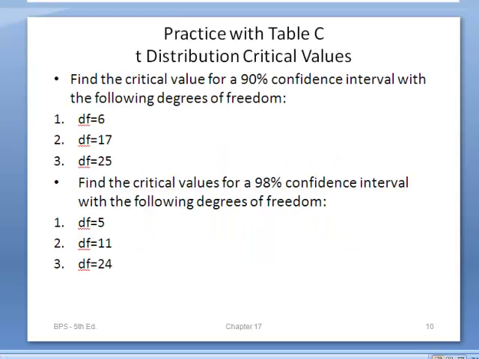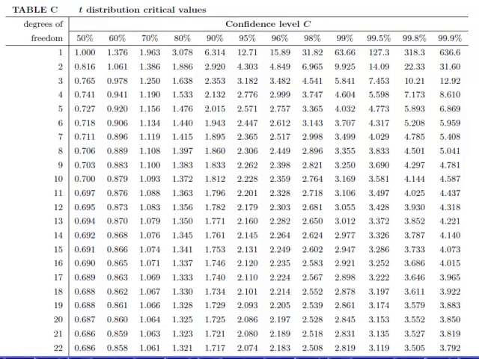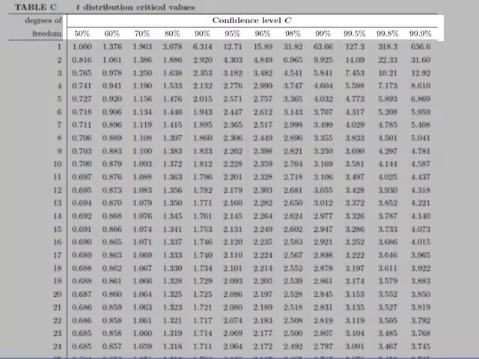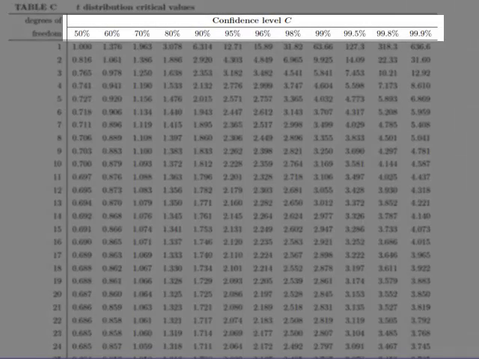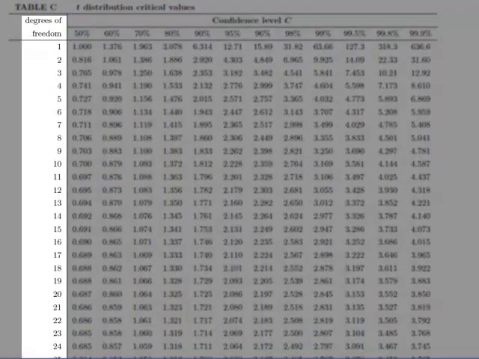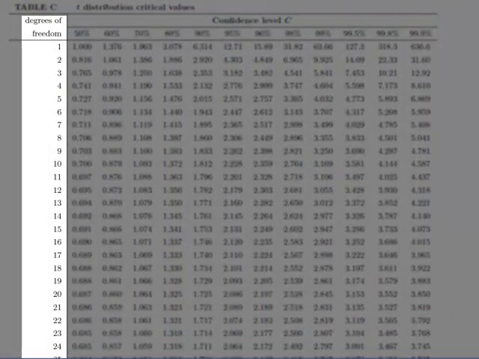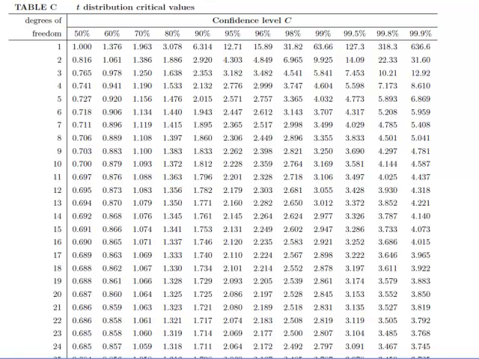So now it's time to start using and trying to find critical values with our t-distribution. So what I'm going to do is pull up the t-chart, and you're going to find the critical values for a 90% confidence interval with these particular degrees of freedom. But let's look at an example first. It's table C, our t-distribution critical value table. Along the top you see different confidence levels. The reason we can only find a critical value for a certain number of degrees of freedom with a certain confidence level is that each of those degrees of freedom is a different t-distribution.